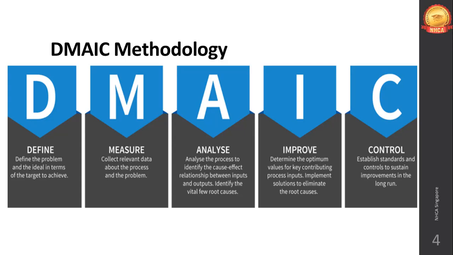And analyze phase, here you will analyze the process to identify cause and effect relationship between input and output, identify the vital few root causes, also establish the process baselines, define what are the performance goals, identify variation sources. What are the common cause variations, what are the special cause variations that are happening, why the special cause variation happened, why common cause variations happen, what is the root cause behind all that, what is causing all these issues. That you will sit and analyze.